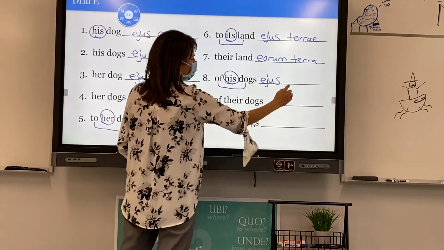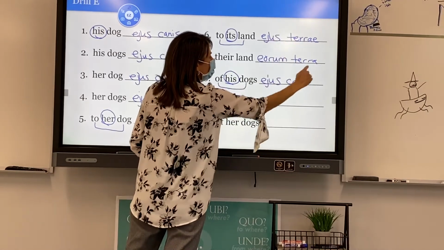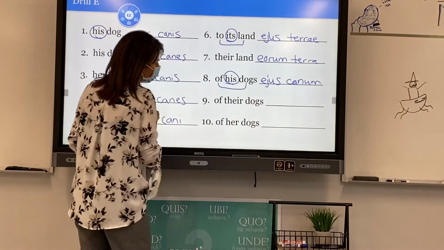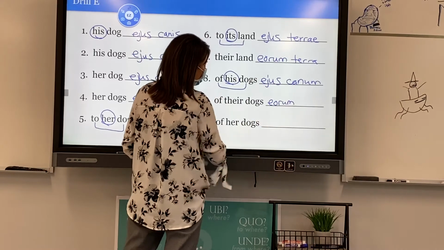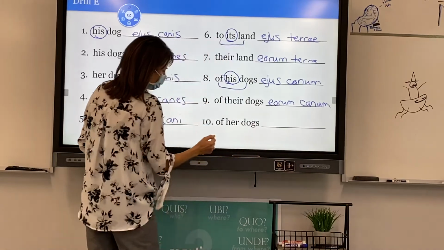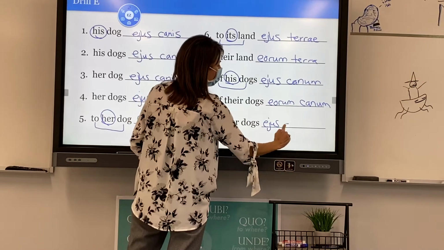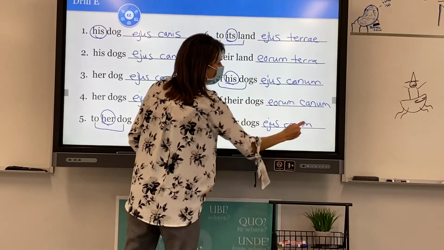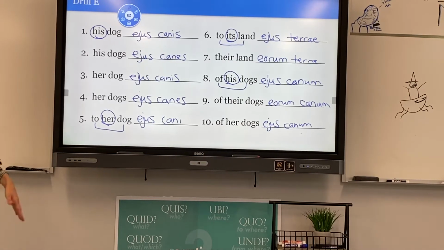And now of the dogs, plural, genitive, canum. Of their dogs, there would be eorum, and then canum. Of her dogs, so back to eius, singular, and then canum. So you have to get your brain to kind of think differently with that. Good, you know, yay for the Romans who decided to make it harder.